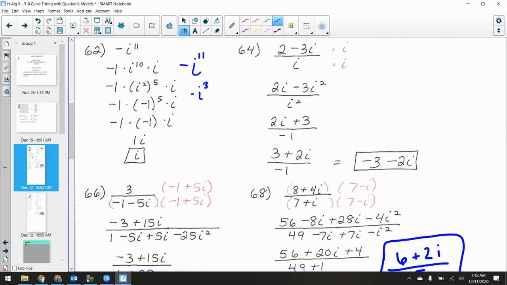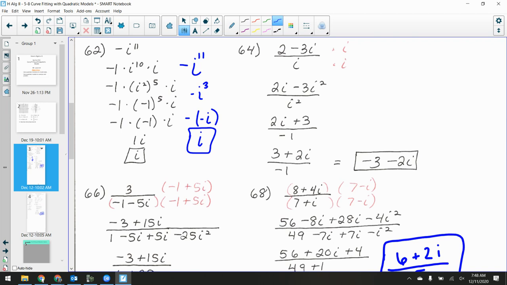1, i, -1, negative i, right? You just got to memorize those first 4. 1, i, -1, negative i, and that's i to the 0, i to the 1, i to the 2, i to the 3. So it's negative of negative i, so just positive i in the end. That's how I would have done that problem. I just want to show the work for it being a little different.